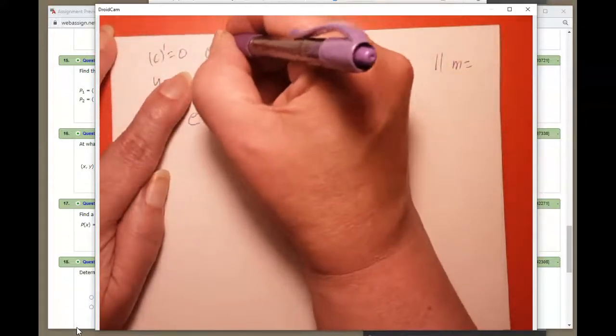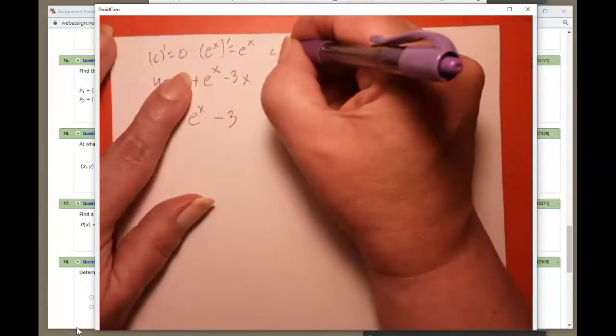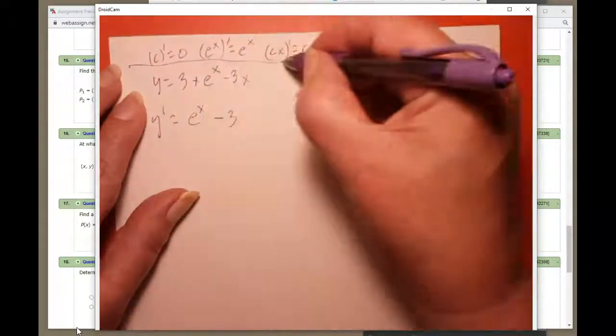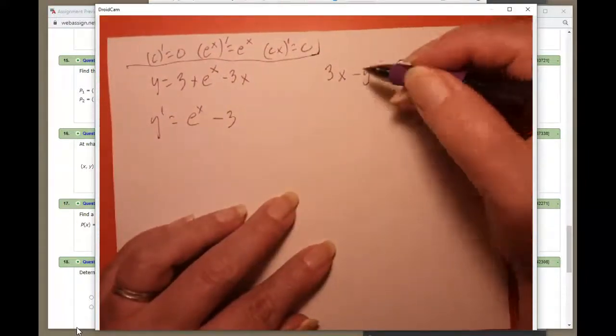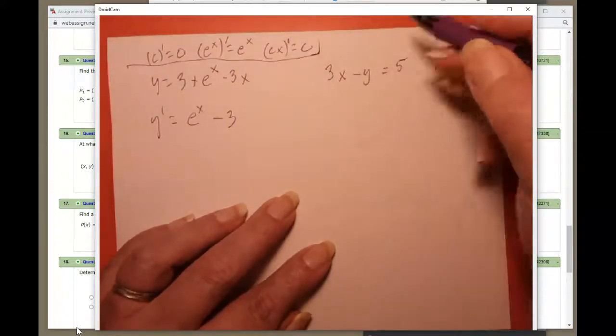e to the x prime is equal to e to the x, and c x prime is equal to c. Those are the formulas we use for the derivatives. Now over here on the slope, I need to have this in y equals mx plus b form, or just understand how I'm going to get the slope out of this.